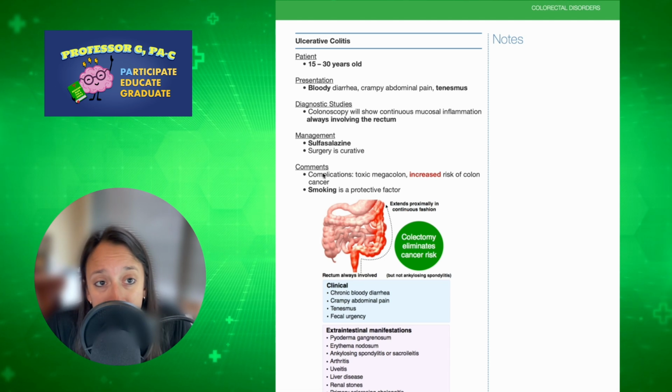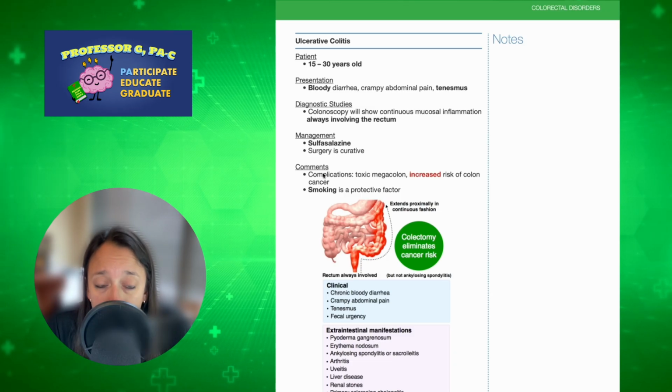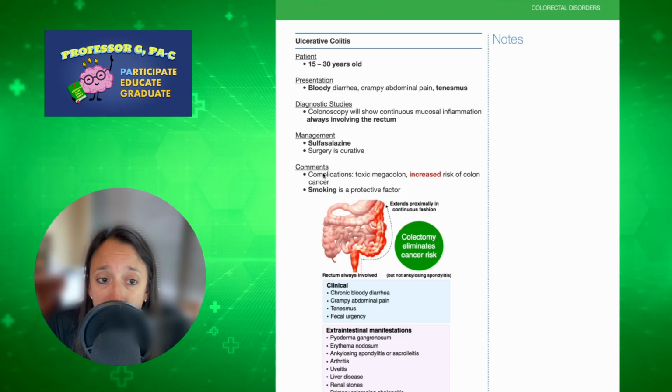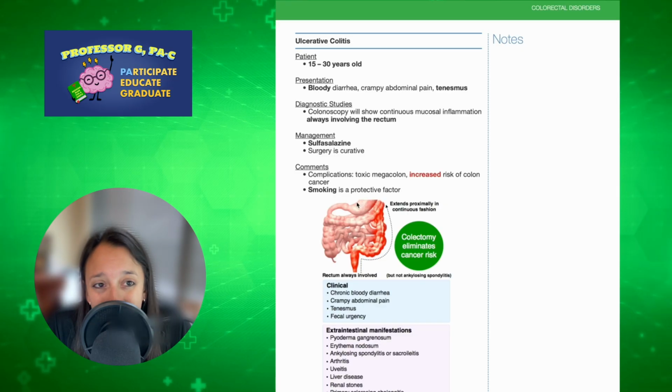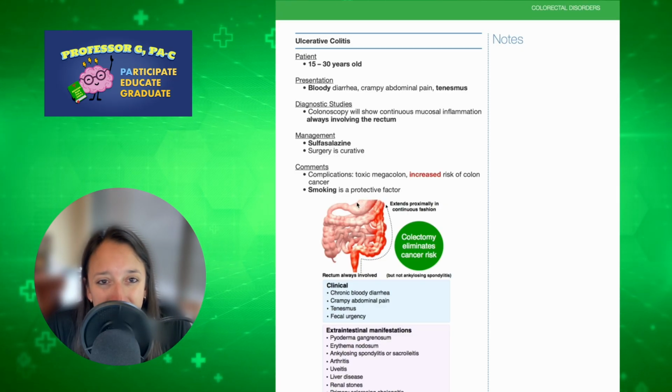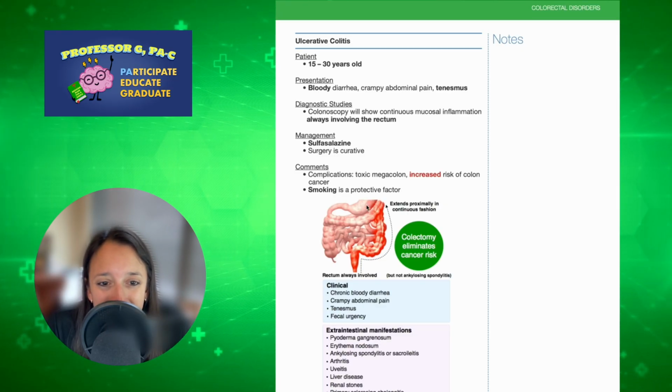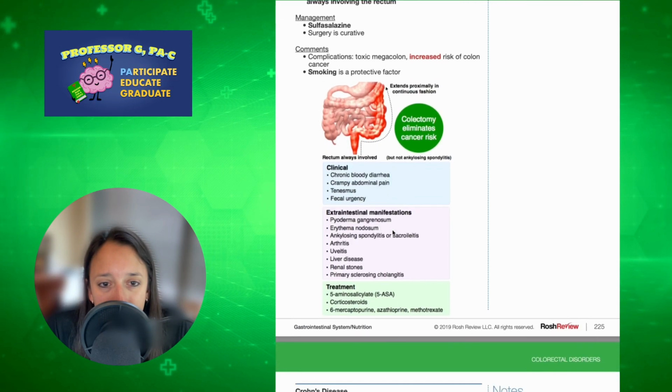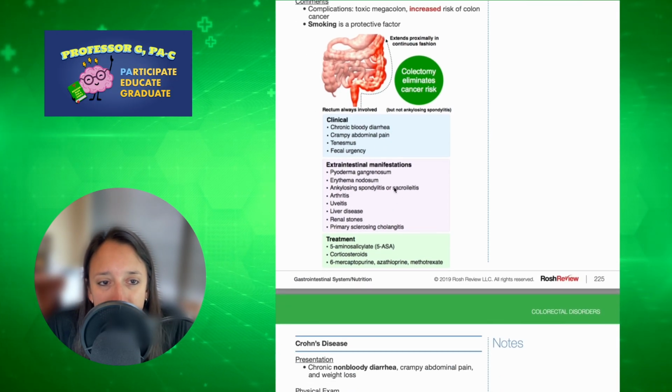And we need to understand that these patients have an increased risk of colon cancer just because they have ulcerative colitis. So we usually do screening in these patients 8 to 10 years after they're first diagnosed, even if they're pretty young. And smoking is actually protective in ulcerative colitis, which is kind of funny. I definitely wouldn't recommend that our patients smoke, but just something to know. All right. And so these are some of the things that we said.